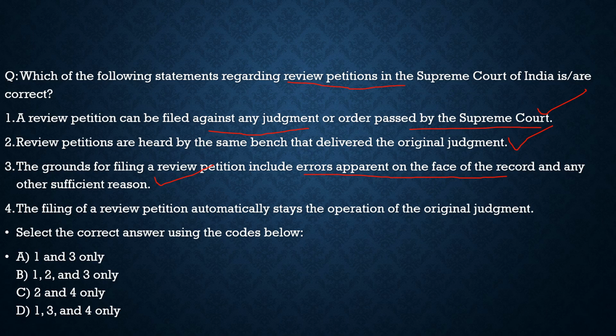Statement 4, the filing of a review petition automatically stays the operation of the original judgment. No, it is totally incorrect. The original judgment can be only stayed when the court says so. The filing of review petition does not automatically stay the operation of the original judgment. So statement 4 is totally incorrect. So with respect to this question, the correct statements are statement 1, statement 2 and statement 3 only, and from the code given below the correct code is option B.